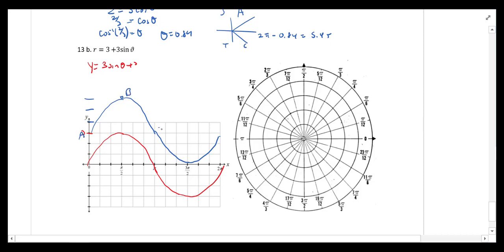A, B, C, D, E. Let's do this. A is angle 0, 3 units away, starting here. There's A. B, wow, 6 units away. What, 6 off my chart? Okay, so probably like this. To B, and then to C is pi. Pi is 3, 1, 2, 3. So maybe back here is C.